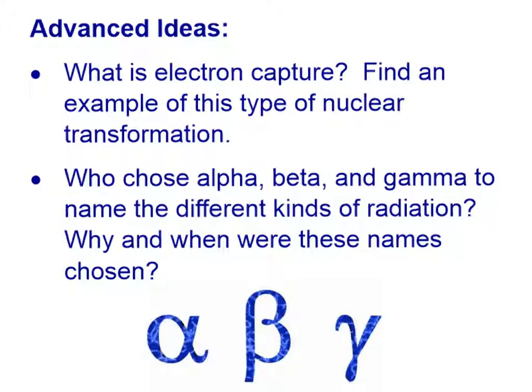Some advanced ideas. What is electron capture? Find an example of this kind of nuclear transformation. Also, who chose alpha, beta, and gamma to name the different kinds of radiation? Why and when were these names chosen?